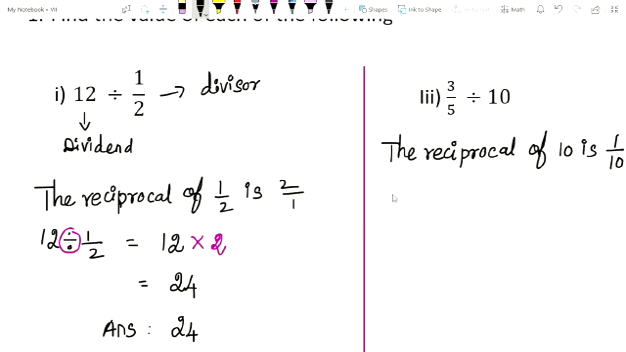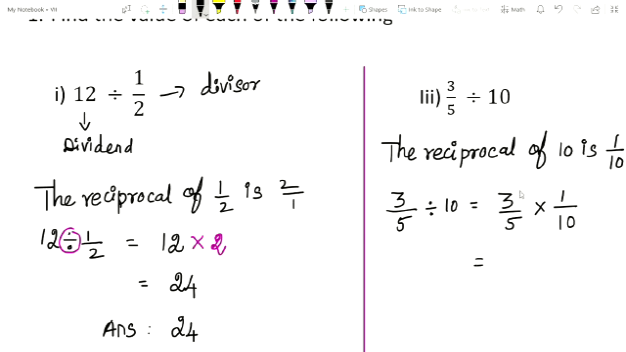Okay, now we are going to divide 3 by 5 divide 10 equal to, you write the dividend as it is, just you change the sign. Okay, division is going to change to multiplication. If you change to multiplication, we have to write the reciprocal of the divisor. So, 1 by 10. Okay, now here you check the numerator and denominator, are there any common factors? There is no common factor directly as well as cross way also.